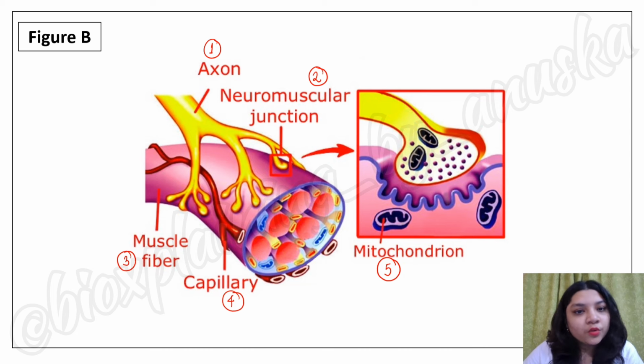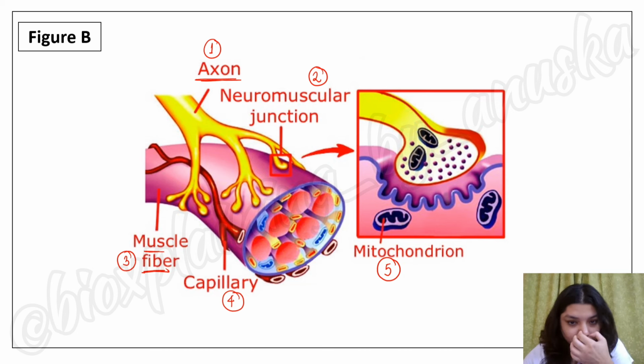So axon, we know till now that this has brought the information from the cell body to the axon terminals, right? So at the end, what has happened? This is the region of the junction between the neuron and the muscle. So that is why number 3 is your muscle fiber, right?